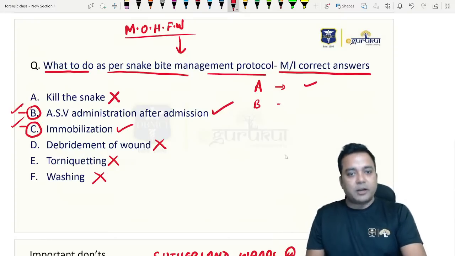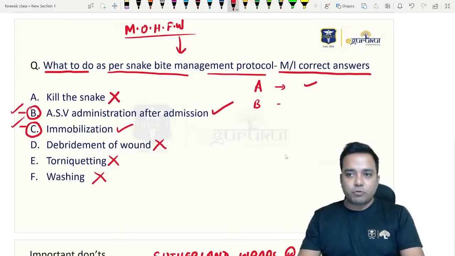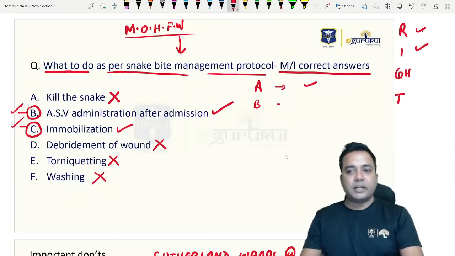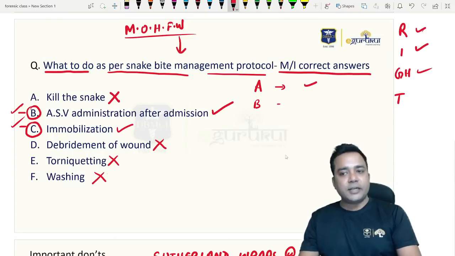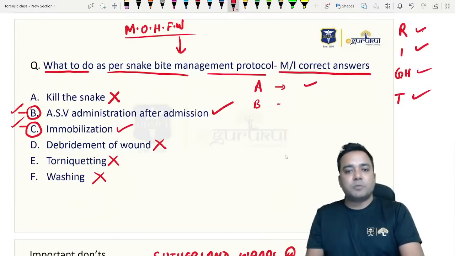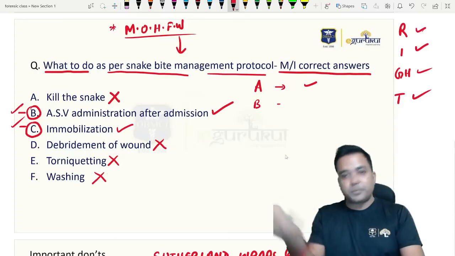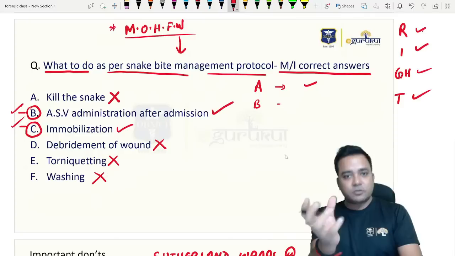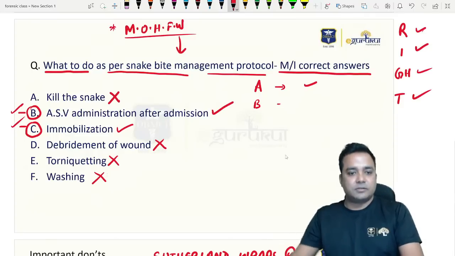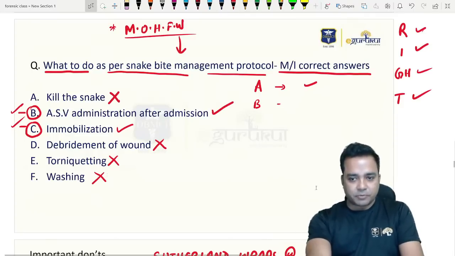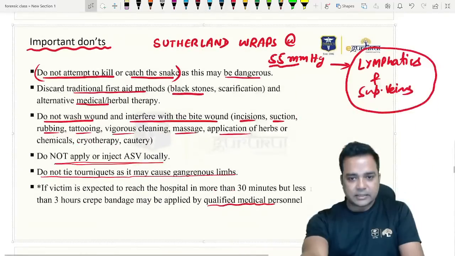All this is not to be done. And what is to be done? We have to do RIGHT. This also we covered. R for reassurance, I for immobilize the limb, GH for go to hospital immediately, and T for tell the doctor of any signs and symptoms of toxicity. So all this is given in the MOHFW guidelines. This is a 65-page PDF, and we have covered the gist of this PDF so as to solve any such questions. And here comes one question from that guidelines.